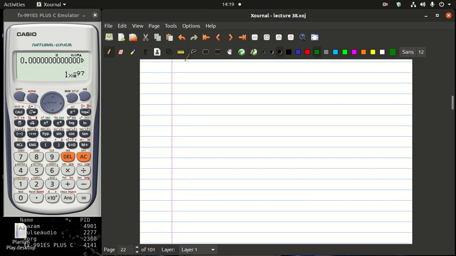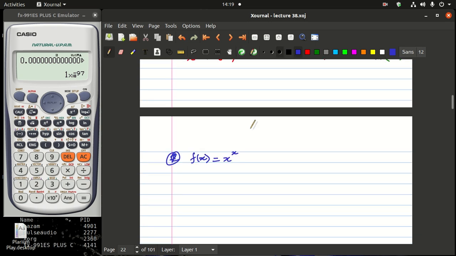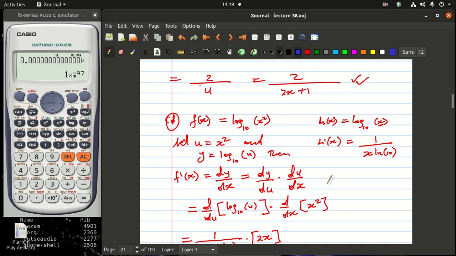Now let's deal with the last problem, and then I will let you go. This last problem is saying that this was actually E. It said that you had f of x, and f of x is equal to x to the power x. That is actually the problem that we haven't yet covered. But how can we actually deal with this?